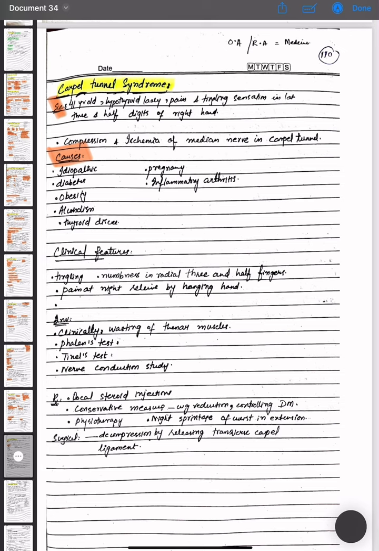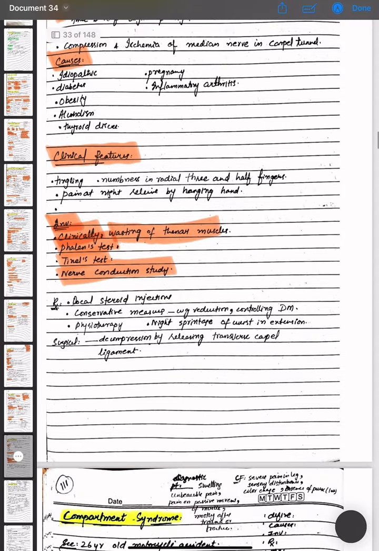What are the clinical features? These are tingling and numbness in the radial 3.5 fingers, pain at night, relieved by hanging the hand. What investigation options will we do? These are clinically wasting of the thenar muscles, Phalen's test, Tinel's test, and nerve conduction study is done for this purpose.